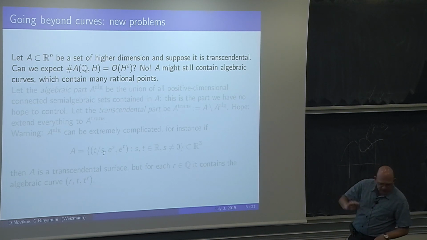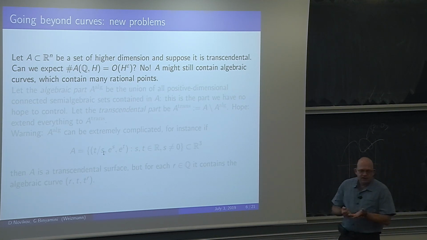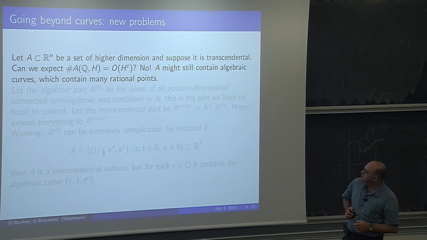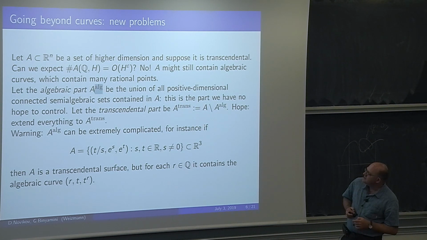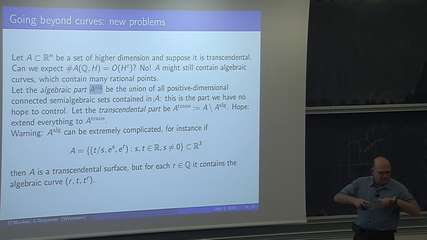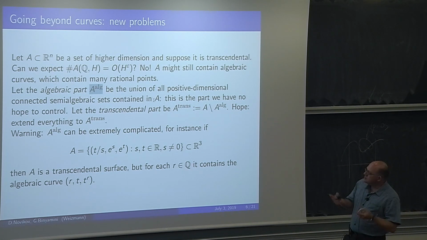So you have to throw this away. The only place where you can count is outside of this algebraic set. So we define the algebraic part of the set A to be the union of all positive dimensional connected semi-algebraic sets contained in A. We just take all pieces of algebraic curves or surfaces and lump them together. We get the algebraic part of the set, and we don't know what happens there with the rational points because of this phenomenon. Okay, so let's take the complement. It is called the transcendental part.